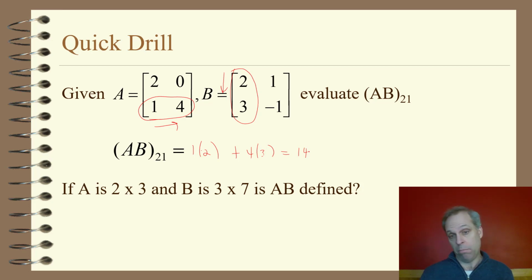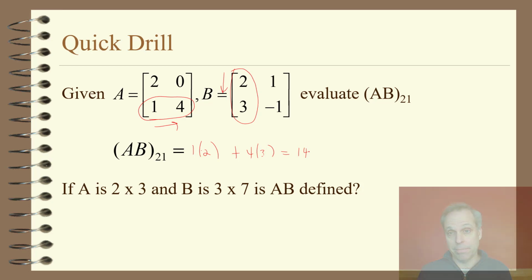You have to use probably the row column technique to find all of them. Notice though, if I reverse the order and ask, is B times A defined? No, it's not, because the number of columns of B does not equal the number of rows of A. So B times A not only doesn't equal A times B, it's not even defined.